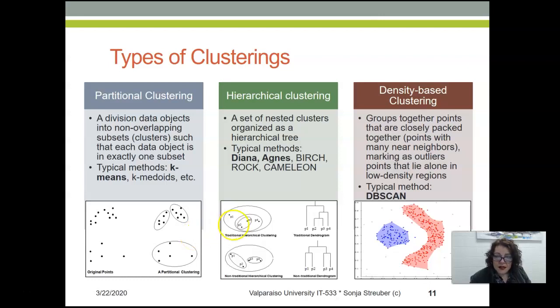Hierarchical clustering, on the other hand, allows us to discover clusters inside of clusters inside of clusters. Typical methods for that are Diana and Agnes, both of which we will discuss later. And lastly, we have density-based clustering. Density-based clustering groups together points that are very dense, in other words, that are closely packed together, and it marks as outliers anything that is outside of a specific density radius. A typical method for that is dbScan, which we will also discuss later.